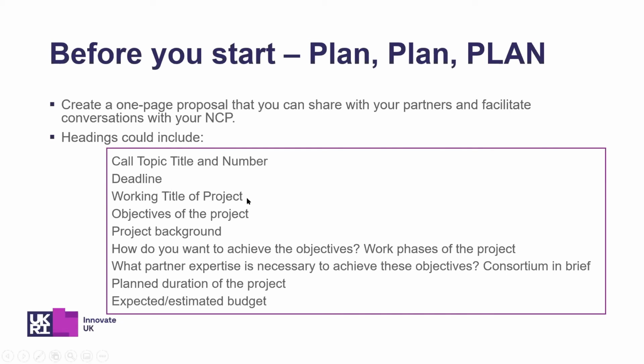I know it sounds a bit strange, but most projects have quite snappy acronyms, and that really helps the evaluators, because when they're talking about them to each other and thinking about it, having a snappy acronym really helps. So what are the objectives of the project and the background from your perspective? And how do you want to achieve the objectives? So some phases of the project perhaps.